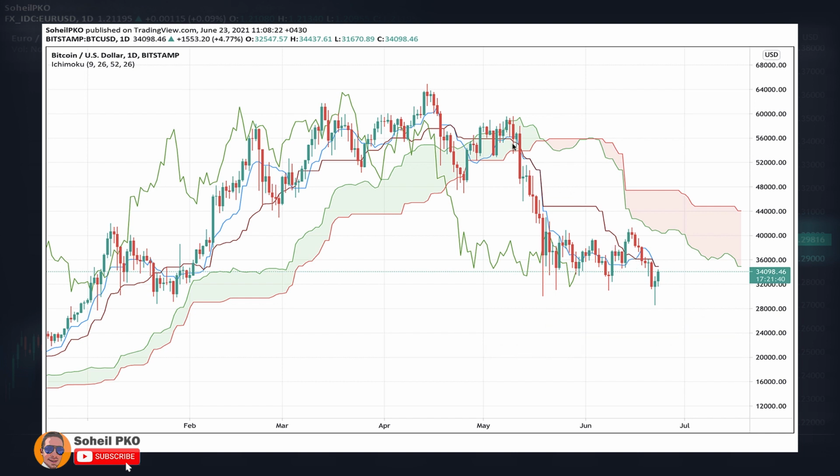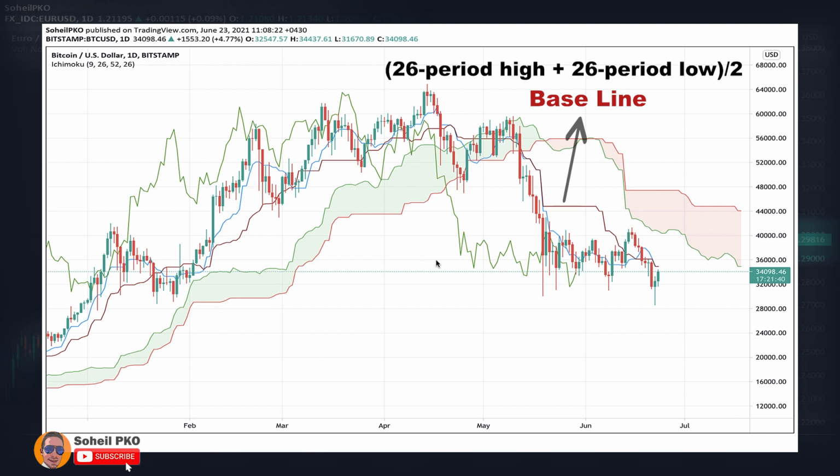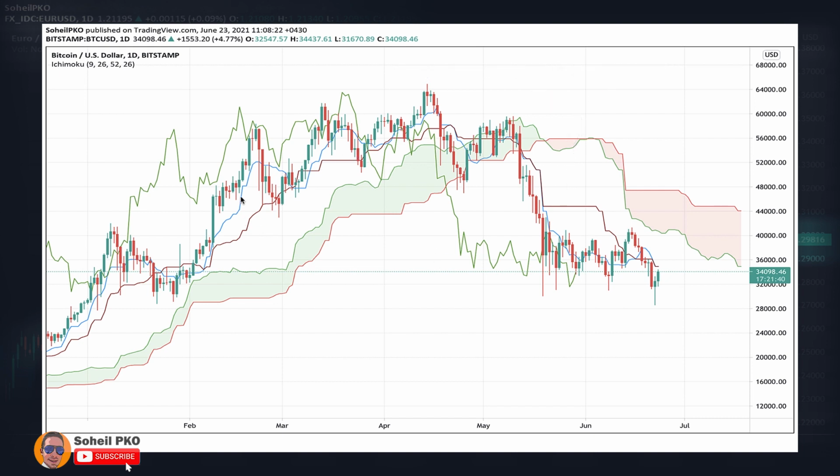The red line, which is called baseline, moves slower in comparison to the conversion line. In other words, we see more lag with this line. It's calculated similarly to the conversion line, but for 26 periods: 26-period high plus 26-period low divided by 2. Pay attention that the behavior of the conversion line and the baseline is similar to moving averages. Here also you can see the 9-period line, the blue line, moves fast and close to the price action, and the 26-period line, the red line, moves slower and lags behind the blue line.